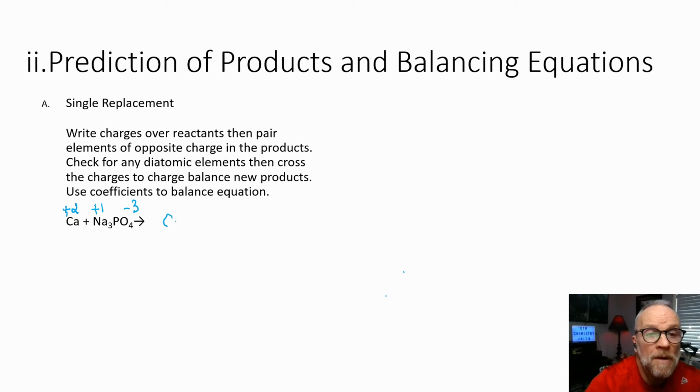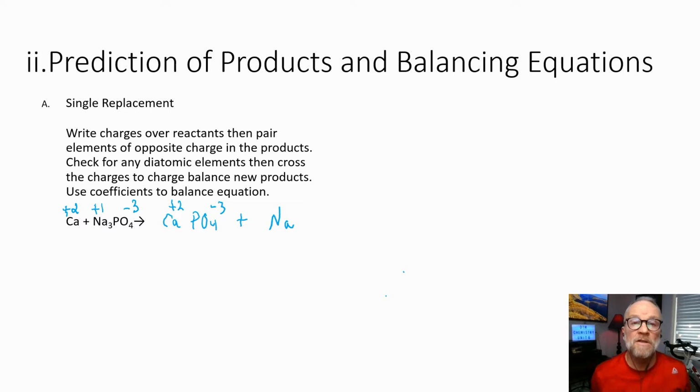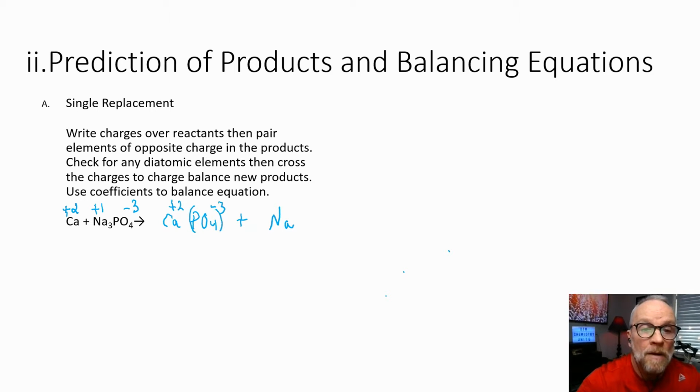So now we are going to write the elements of opposite charge on the product side. So calcium is +2 and phosphate is -3. And then sodium will go by itself. We don't need to write sodium's charge because it's not combining with anything else. And so we will crisscross the charges so that we will have a charge balanced compound. So we have a 2 here and a 3 here. So we'll need 3 calcium atoms for every 2 phosphate polyatomic ions.